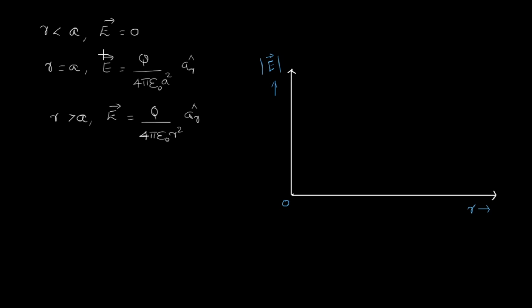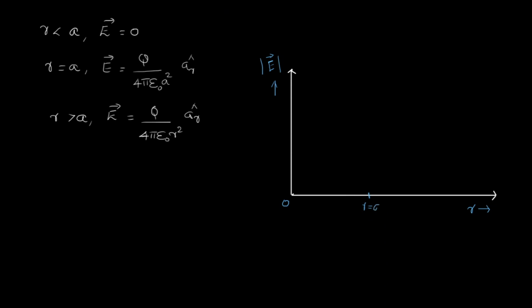So when R is less than A, that is the first case, E is 0. So considering that this is the origin of the sphere, R less than A means this is my R. So the R equal to A will be some value. R less than A is any value less than that. In the sense, I can have R equal to A maybe somewhere here. Okay, so this is my R equal to A. Somewhere here I have R equal to A. So R is same as A.